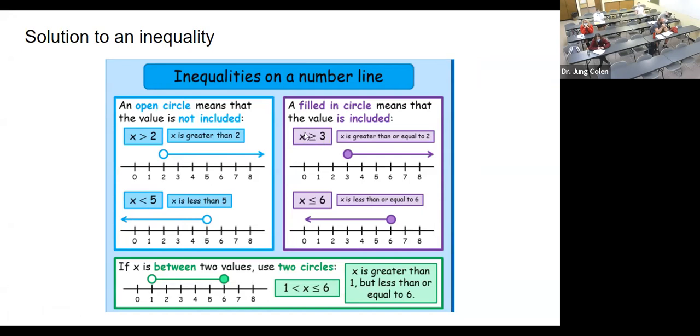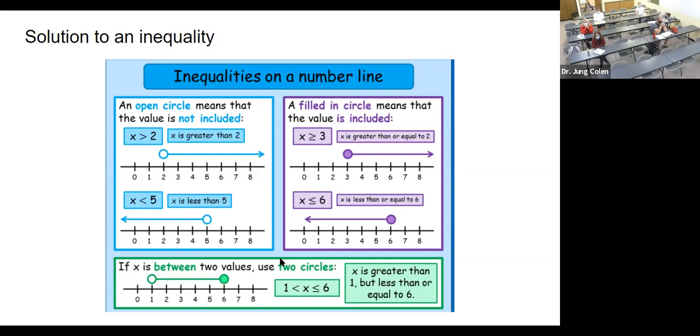What if we include that value? For example, x is greater than or equal to 3. We know that x is going to be greater than 3, so all the values on the right-hand side of 3. But we also include that 3, so it's going to be shaded as well. So it's called closed. Make sense? The same for this one, x is less than or equal to 6. So we look at numbers that are less than 6 on the left-hand side. So we also include 6 there.